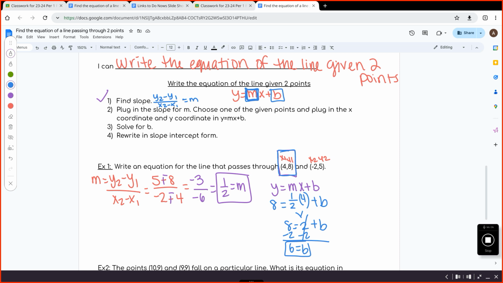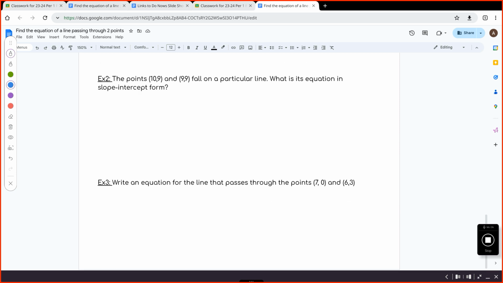All right, so once we plugged in our slope and our ordered pair, then we solved for b. Now we're going to rewrite in slope-intercept form. So y equals mx plus b. We need to plug in the m and the b, so y equals 1/2 x plus 6. All right, and that's all. So let's move on to example 2.